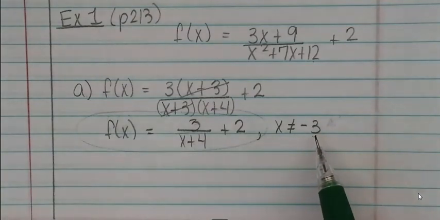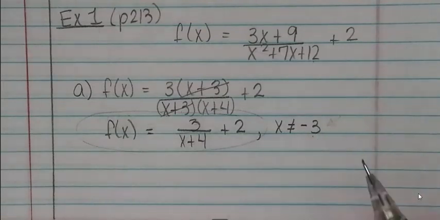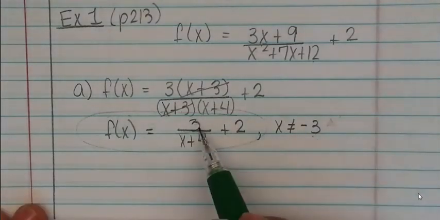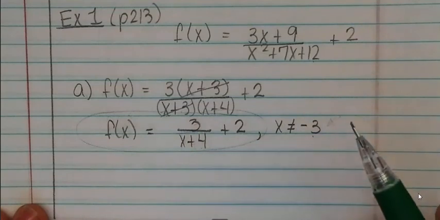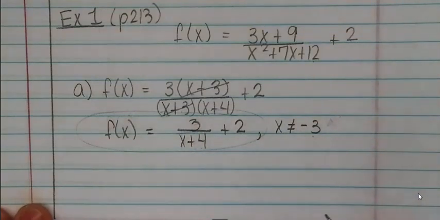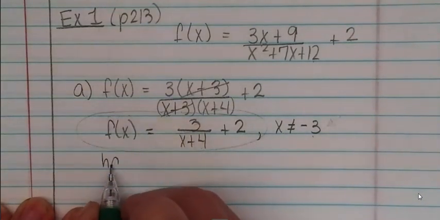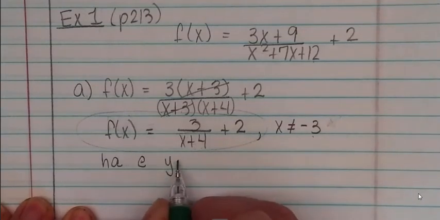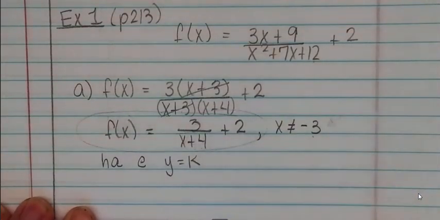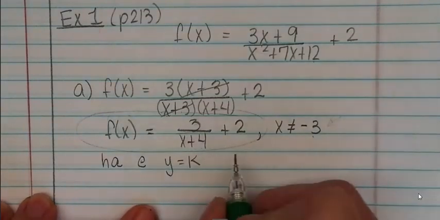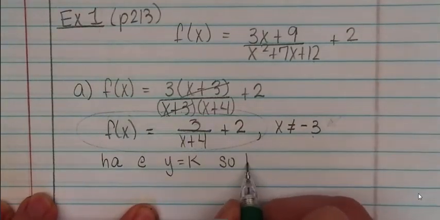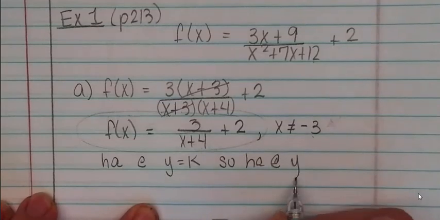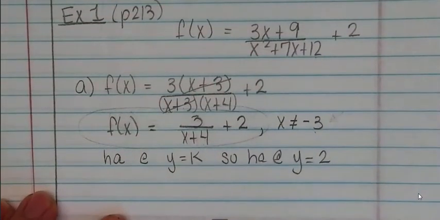So where x equals negative 3, we're going to have a discontinuity there, and I'll talk about that in a minute. In addition, though, because we've got this constant over a polynomial, let's talk about some of our other discontinuities. So we know that we're going to have a horizontal asymptote where y equals k. Which means that we have a horizontal asymptote at y equals 2, because that's our k.